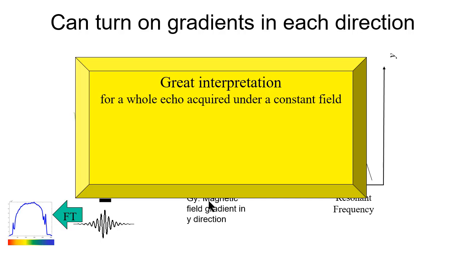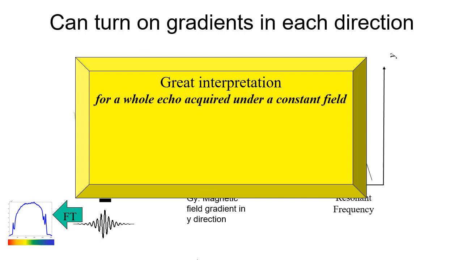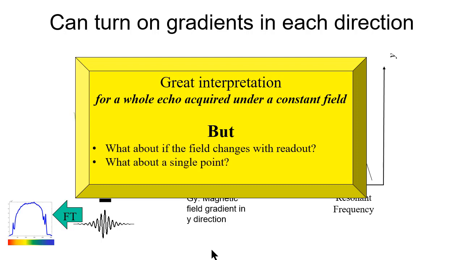So that's a great interpretation if you have a whole echo acquired under a constant field. But it's really only a great interpretation if you have a whole echo acquired under a constant field. For example, what if the field changes with the readout? Then this starts to fall apart. If you want to know what the significance is of adding or subtracting a single point from your echo, it's not so clear.